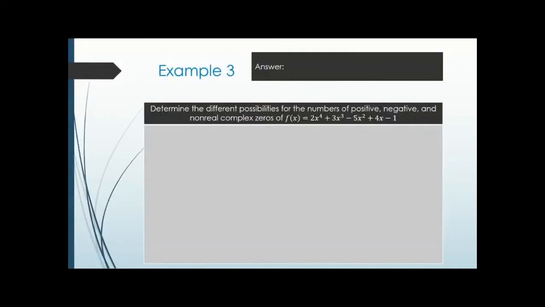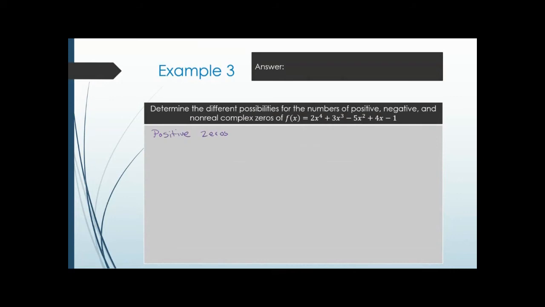So here's an example of how this works. Determine the different possibilities for the numbers of positive, negative, and non-real complex zeros, because this can also tell you if you're going to have any imaginary zeros. So we have f of x equals 2x to the 4th plus 3x cubed minus 5x plus 4x plus 1. First we're going to check the positive zeros by checking how many times we're changing sign.